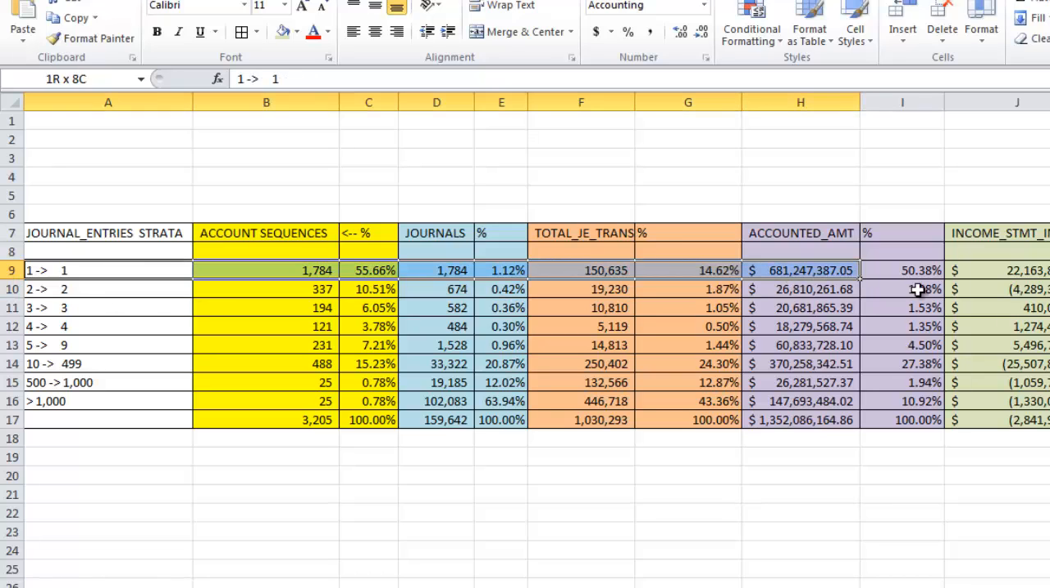What I would probably suggest is looking at the larger ones, looking at ones that have a high income statement impact, etc. Then from 2 to 9 I would also create a sample, but because this isn't affecting the value, the number of transactions, even the number of journals as much as the 1 and the greater than 500, I would probably spend less time looking at that particular band.